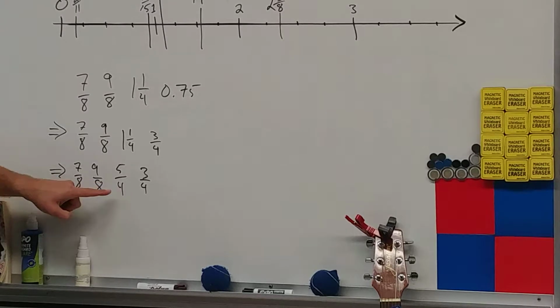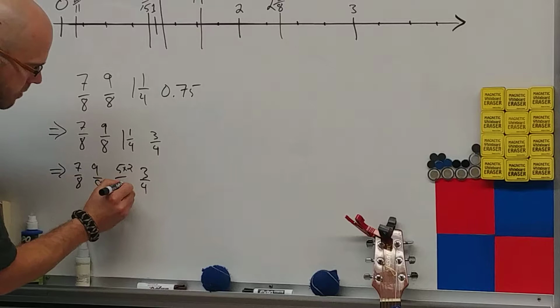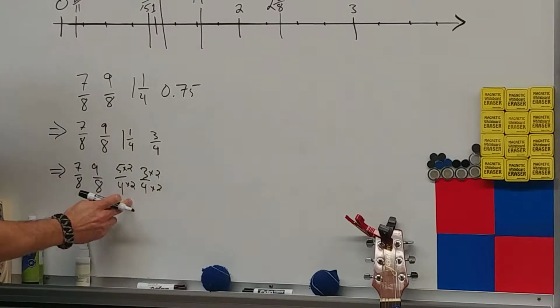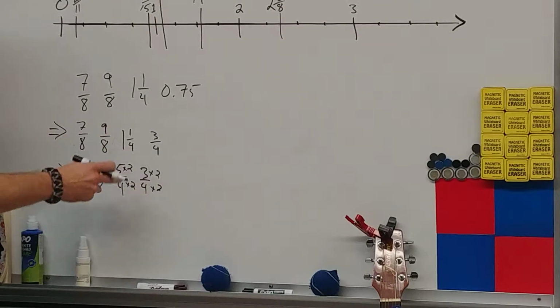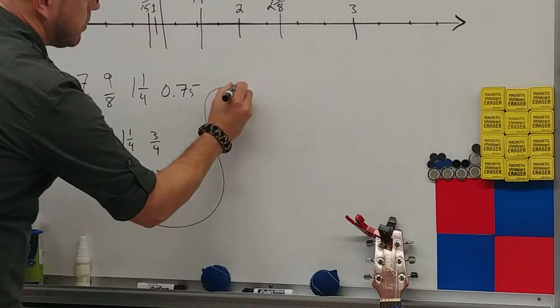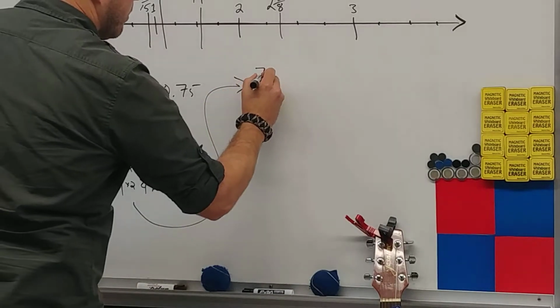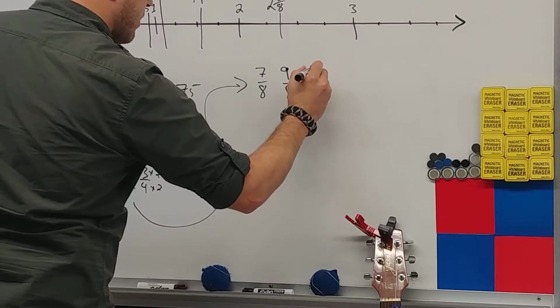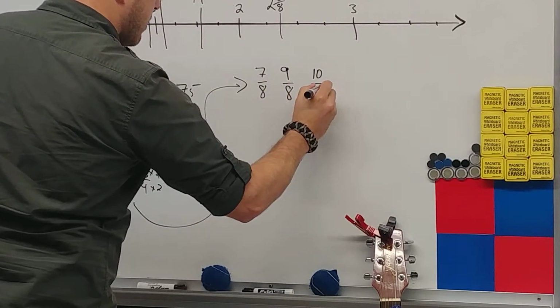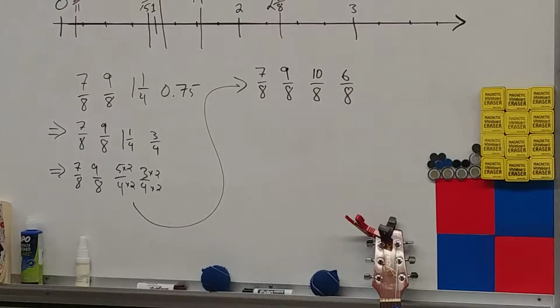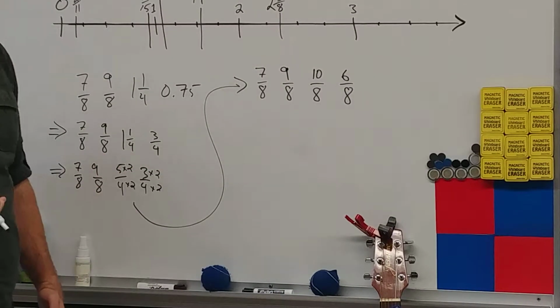Now I need to make these denominators the same. Well, I know 2 times 4 is 8. So I could go times 2, times 2, times 2, times 2. That'll turn these into 8s, but I have to do top and bottom always the same. So let's bring it up here. We're running out of room here. There we go. Those look really easy to put in order now.